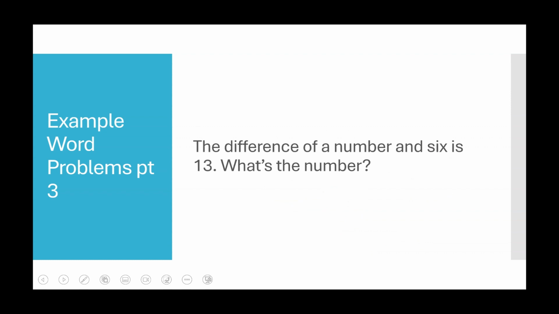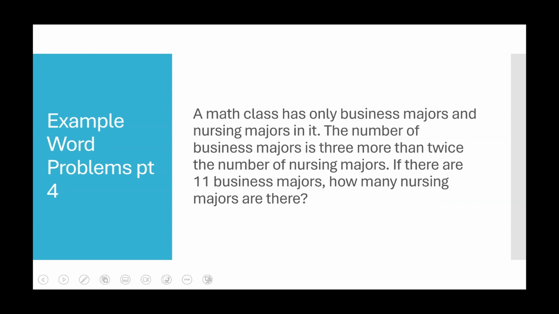The difference, subtraction, of a number and 6 is 13. A number. So we're doing subtraction. The difference of a number and 6. Here's my number, difference is 13. What's the number? We're going to go back in time through this problem, right? Before I subtracted 6, what did I have? I had 19.